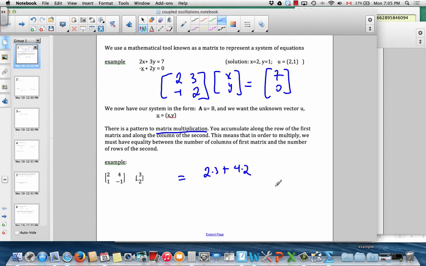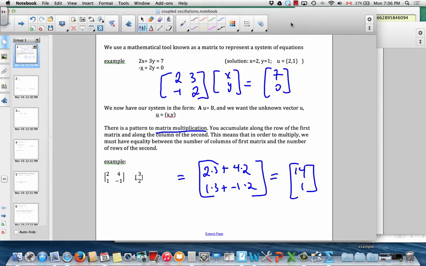which of course is 14. And that would be the first element of our answer. And then we would multiply 1 times 3 plus minus 1 times 2, and that equals 1.